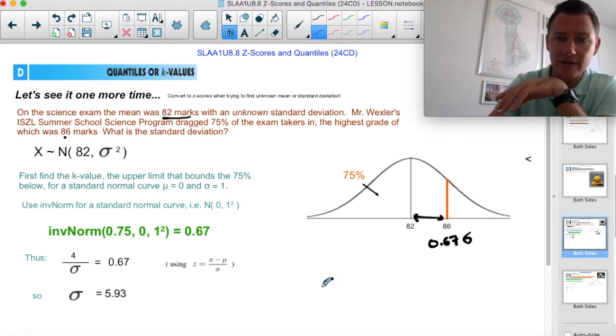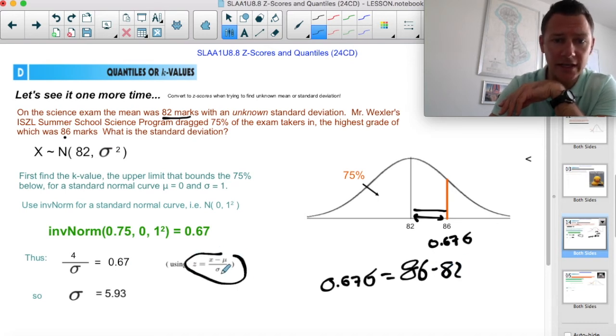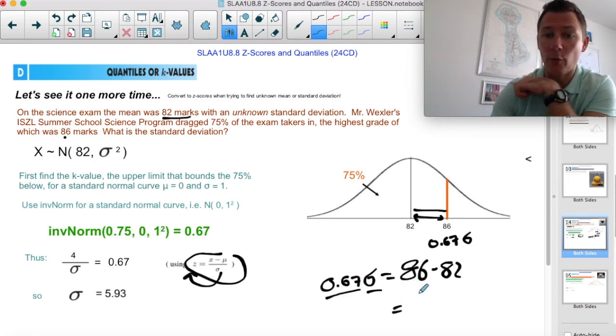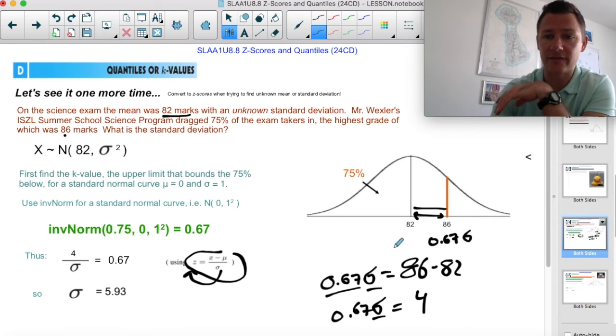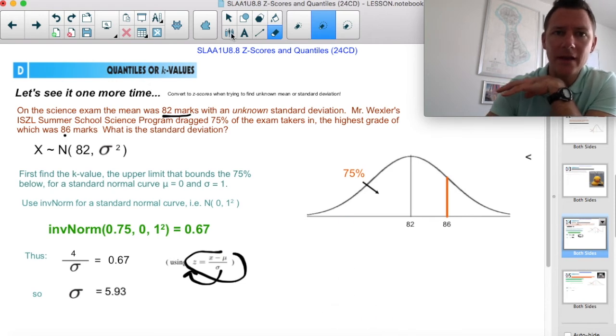Another way to think about that is 0.67 standard deviations is this distance, which is 86 minus 82. It's the same formula, I'm just putting standard deviations out in front by the z-score. So 0.67 of a standard deviation is 4 units wide, right? And if you want to get sigma by itself, you divide both sides by 0.67, and you get your 6 units.